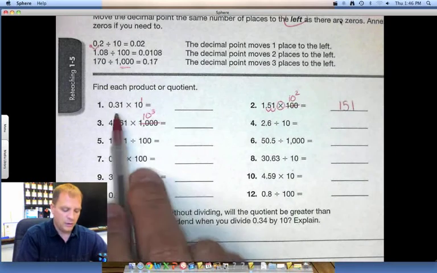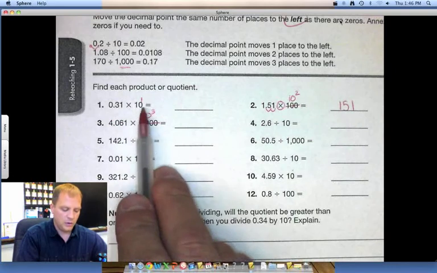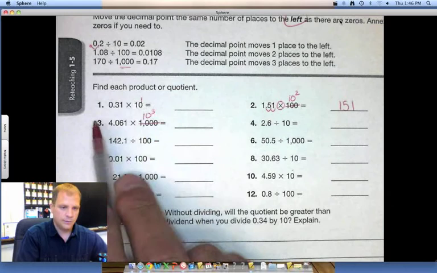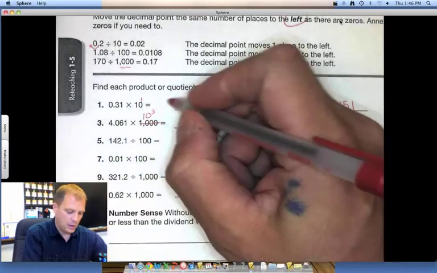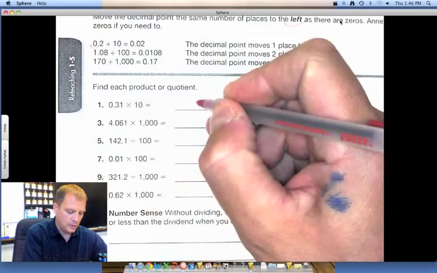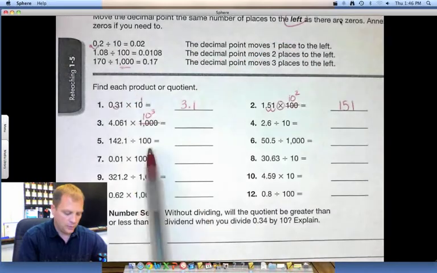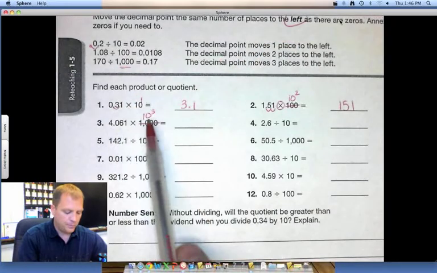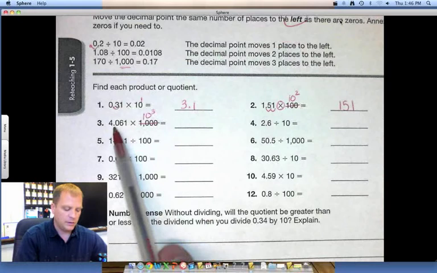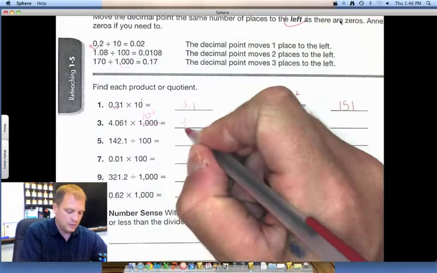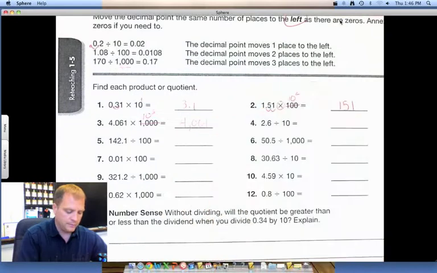Over here we have 0.31 times 10. We are moving the decimal point over one time because it has 1 zero, or the exponent is 1, however you see it in the problem. So the answer is going to be 3.1. And the final example with the exponent, there are 3 zeros in 1000, or 3 is the exponent, so we are going to be moving the decimal point to the right three places. So the answer is 4061.